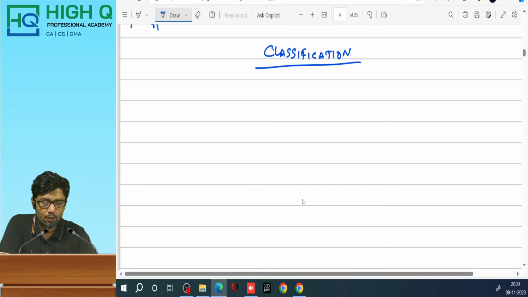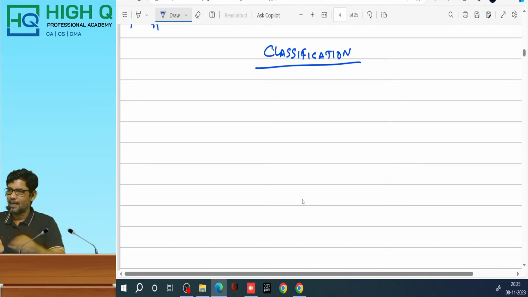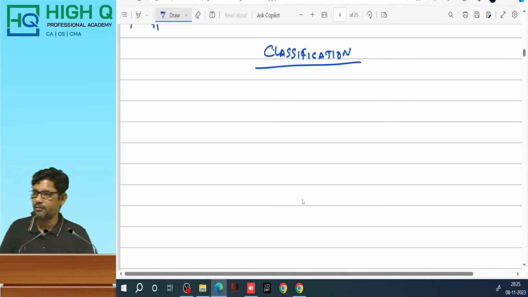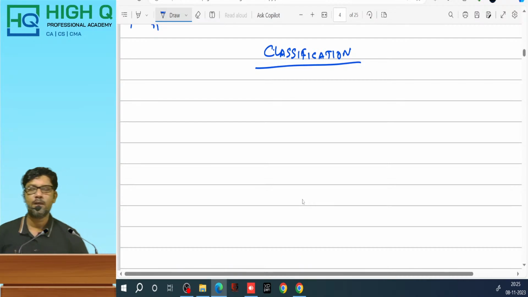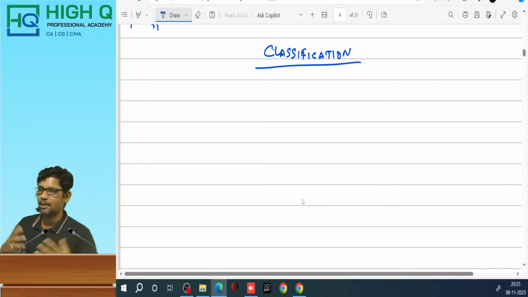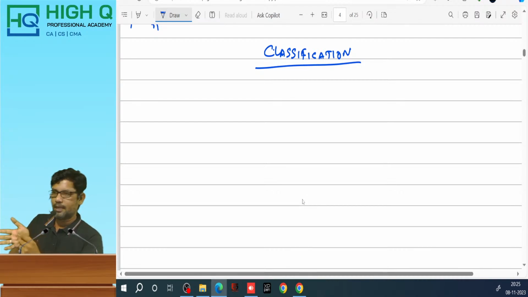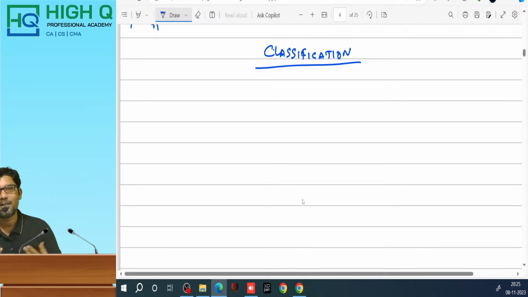Classification. Now after collecting the data, what we have to do? We have to classify the data. Say for example, you are filling up the form. For example, you have cleared your CA Foundation and you decided to join our esteemed CA Intermediate. So you will come and fill the form. After filling the form, what do we do? We segregate the data.